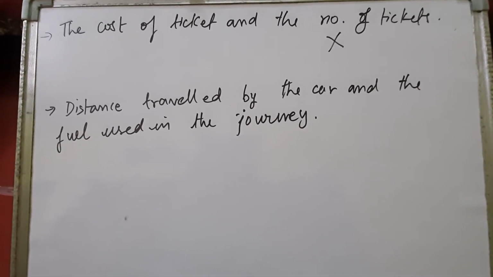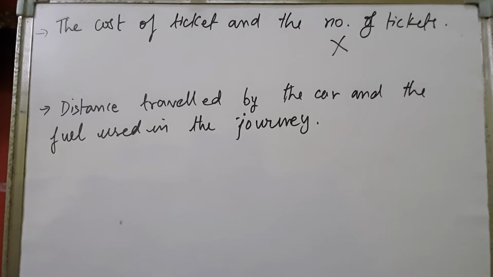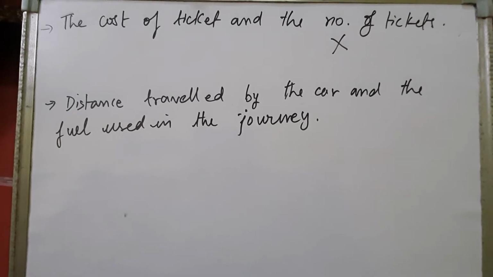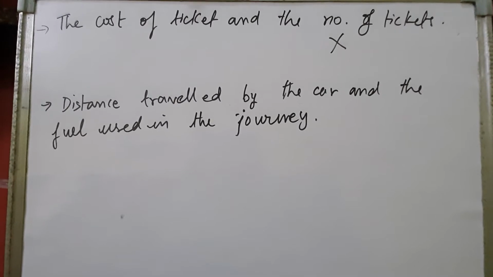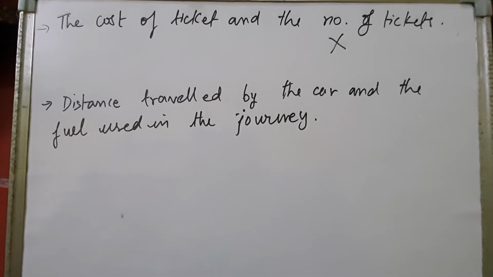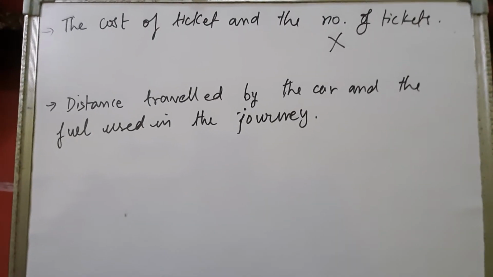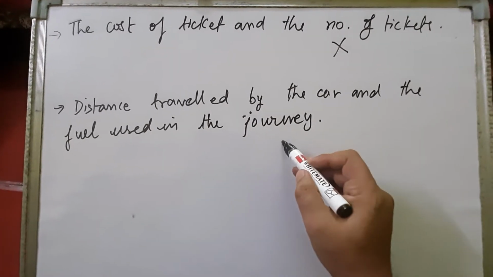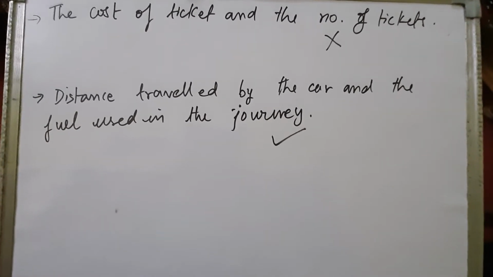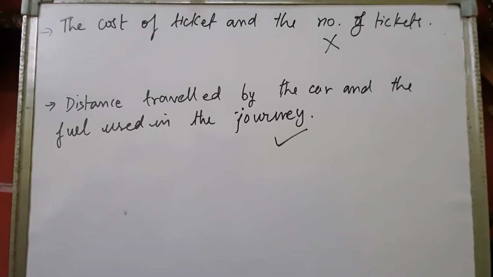Distance traveled by the car and fuel used in the journey. When someone is traveling, as long as the car goes, it will of course consume more fuel, right? As the journey becomes longer, the consumption of fuel will also become more. That means when you are increasing the distance, the fuel consumption will also increase, right? So this is an example of direct proportion. That means the distance traveled by the car and the quantity of fuel used in the journey are related directly. Move to the next point.